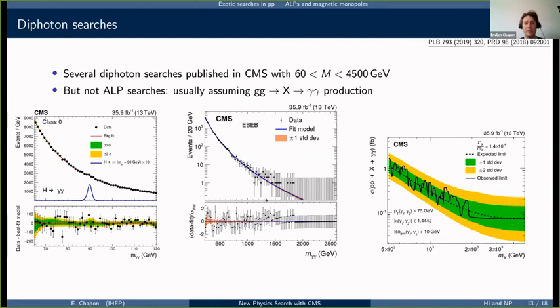And then this graph on the right is from a paper looking at the high mass end of the spectrum, and again looking for any resonance there. And this is one example limit on any model which would predict a new particle decaying to 2 photons.